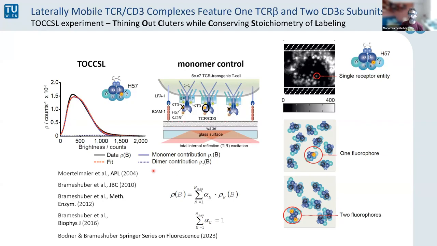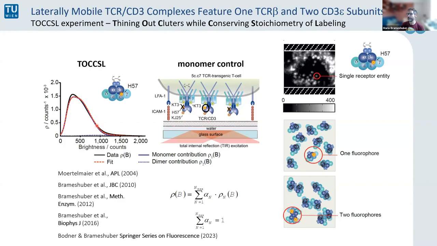And now you do a very simple fit. You assume that the data, which is described by the black curve, this probability density function, is just described by a linear combination of monomer contribution, dimer contribution, and so on. You can easily do this, but just by looking at the diagram, you already see that our data can be explained by purely monomers. There's hardly a dimeric fraction, which is this dotted line here. So basically the fit yields more or less pure monomers.